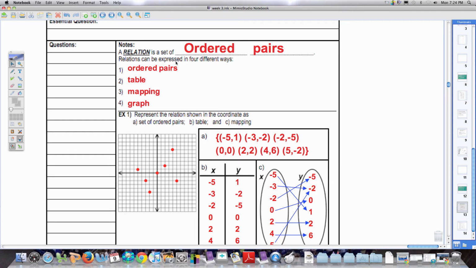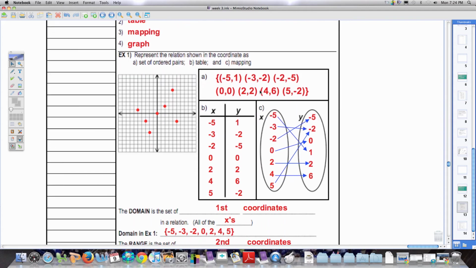So relations can be expressed in four different ways: ordered pairs, a table, mappings, and a graph. You should be pretty familiar with ordered pairs, table, and graph. A mapping we'll talk about here in a second. You'll be able to see it. Okay, example 1.